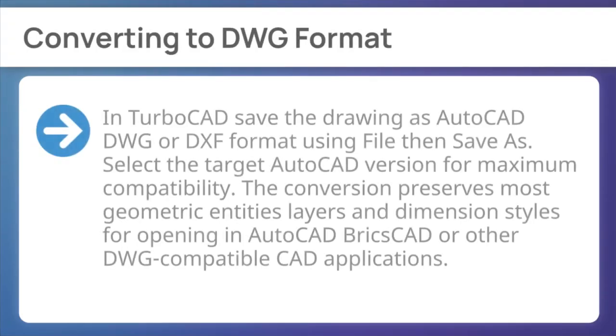Next, converting to DWG format. In TurboCAD, save the drawing as AutoCAD DWG or DXF format using File then Save As. Select the target AutoCAD version for maximum compatibility. The conversion preserves most geometric entities, layers, and dimension styles for opening in AutoCAD, BricsCAD or other DWG-compatible CAD applications.